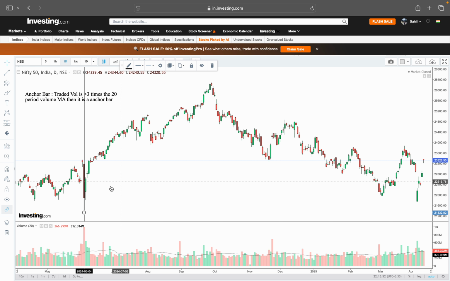Now your point would be that this 3 times criteria is only happening once in the entire chart, and the answer to that question is that that's because we are looking at the chart of the index. It is very difficult for the index to breach the 3 times volume criteria because indexes are traded quite often, generally anyways, and because there are weekly, monthly, quarterly expiries happening, there is always a position that is getting settled.